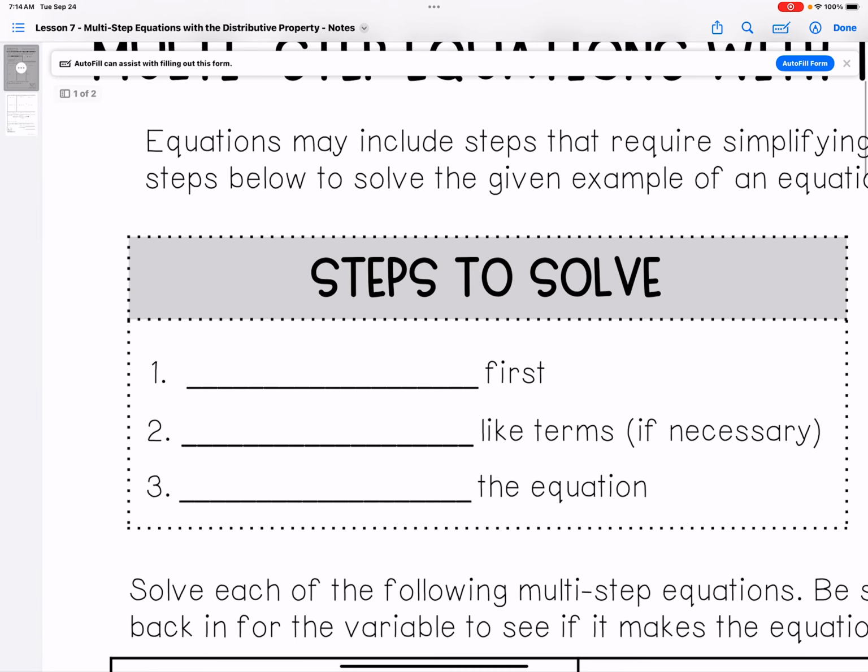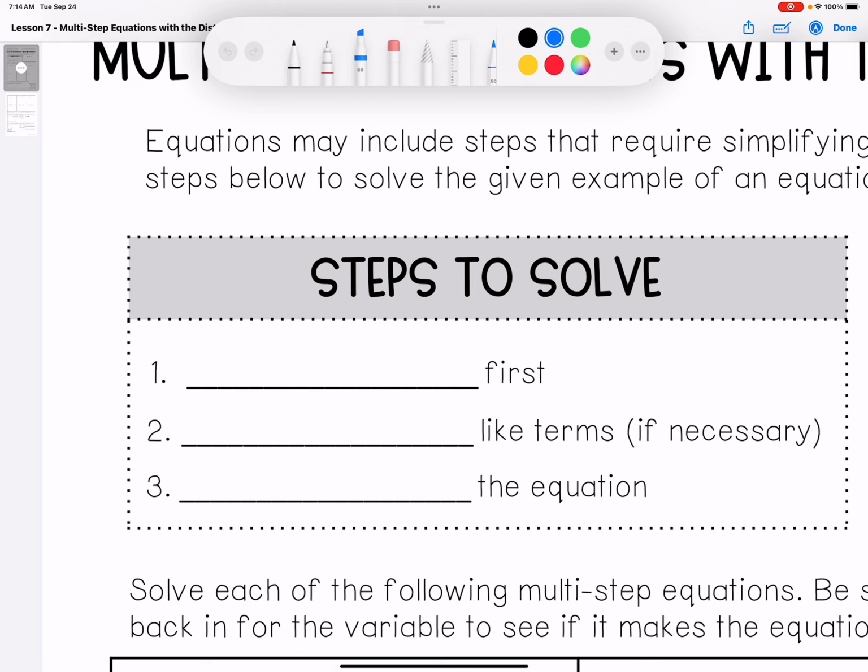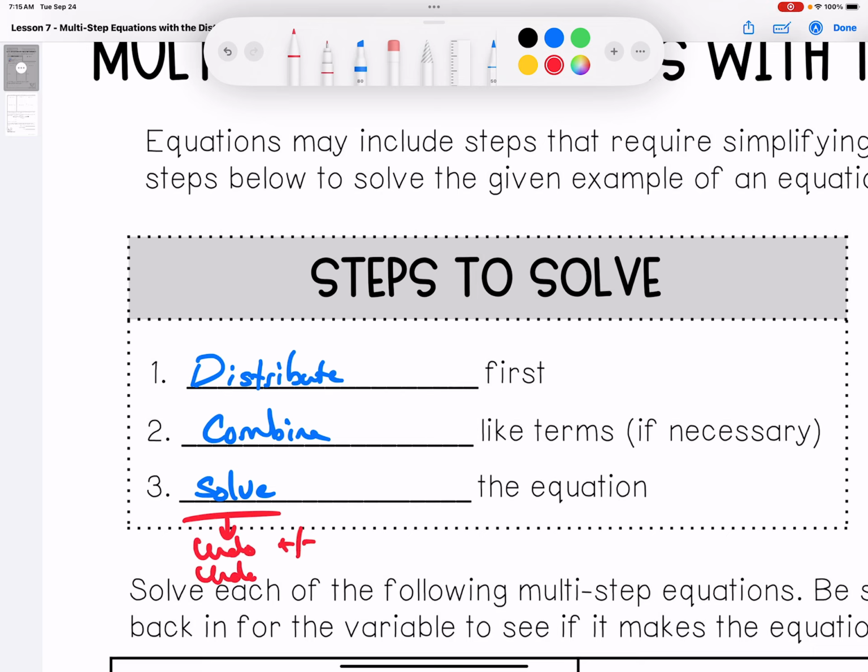All right, so as I just said, we are going to distribute first, then we're going to combine, and then we're going to solve. What solving means: undo addition first, and then undo multiplication.